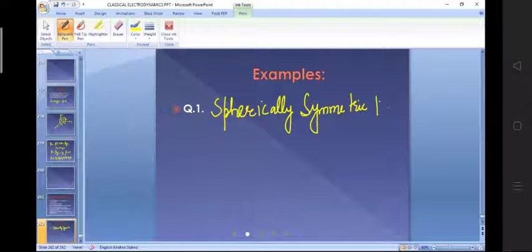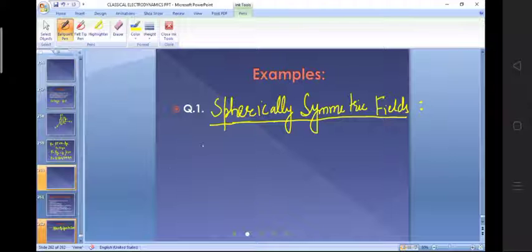Spherically symmetric fields. Electrostatic fields. Fine. So spherically symmetric field. And the simplest example of the spherically symmetric field is a point charge. The electrostatic field due to the point charge is what? That's spherically symmetric. So spherically symmetric fields will be starting with this.